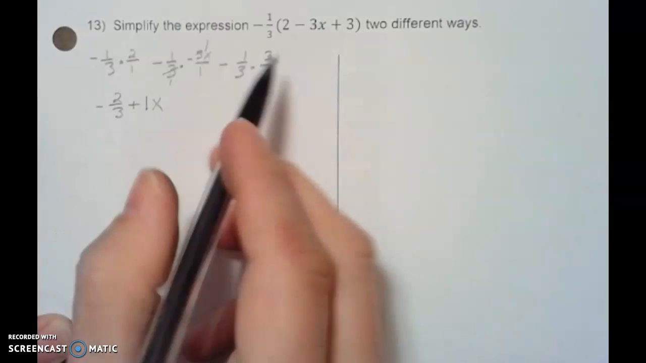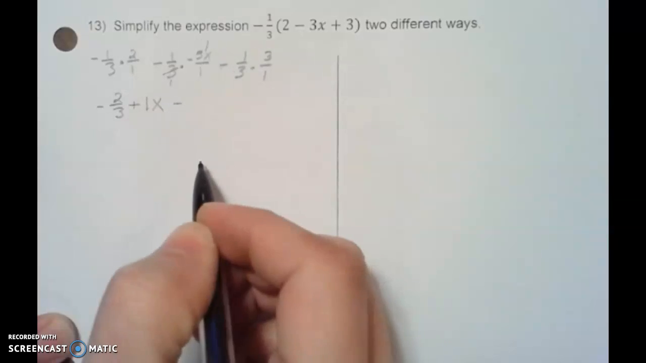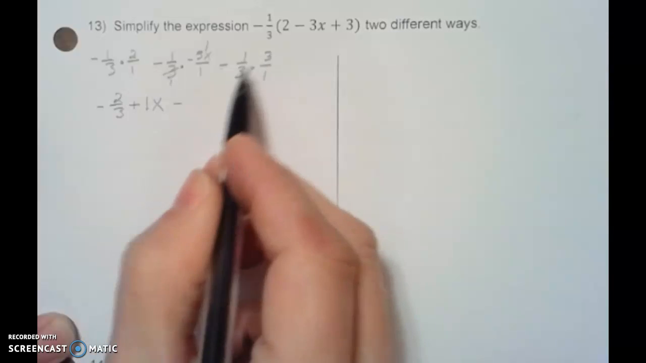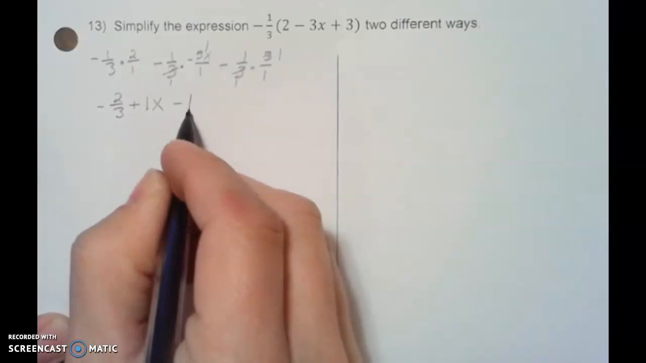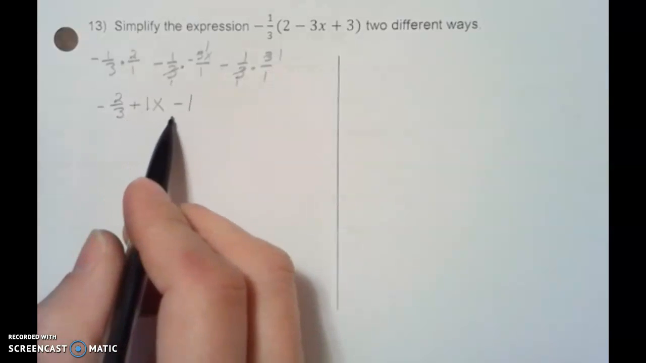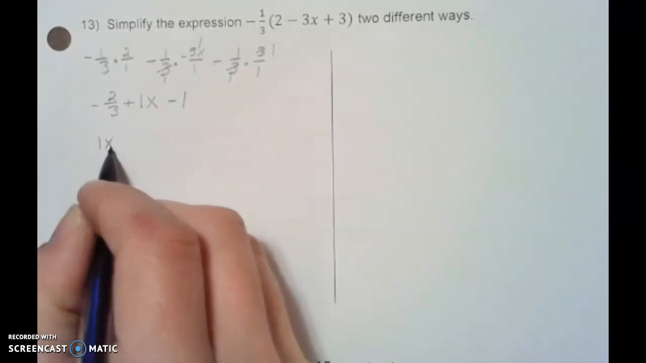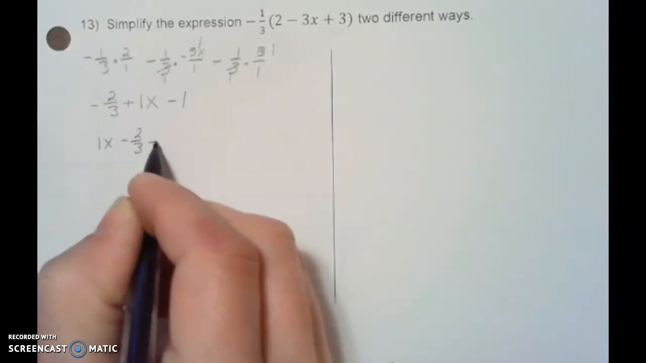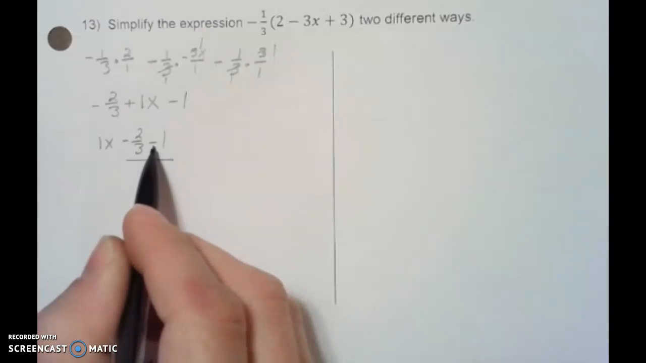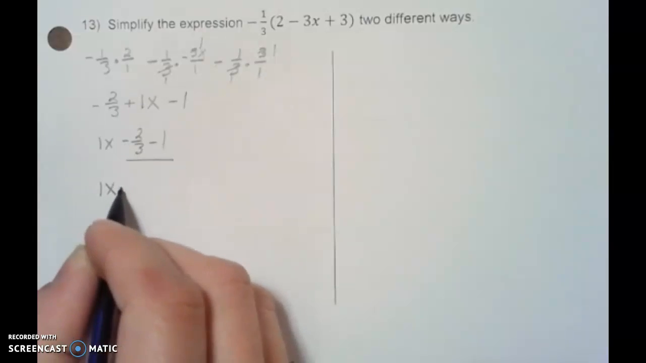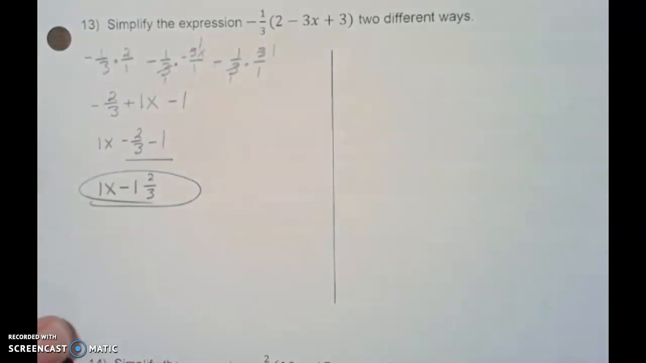Okay, and then for my last set over here, this is a negative times a positive, which is a negative, so I'm going to put a minus sign there. My 3's again can simplify to 1's. And then it's 1 over 1 times 1 over 1, which is just 1. So I have negative 2/3 plus 1x minus 1. Okay, I'm going to rearrange it so that my variable's in front, 1x minus 2/3 minus 1. No variable terms to combine, so I'll combine my constants. Same signs, I'll add. This is going to be 1x minus 1 and 2/3. And that's as simplified as that gets.